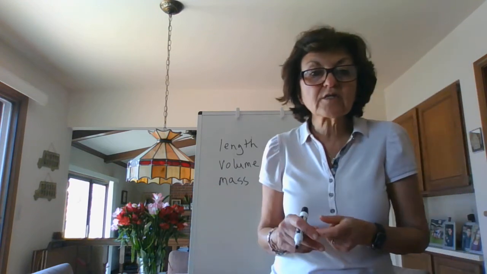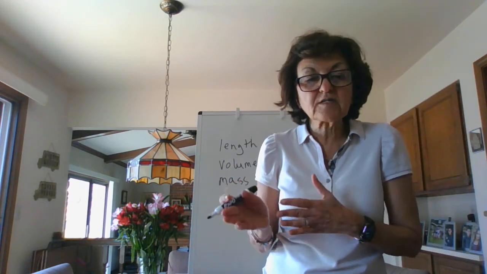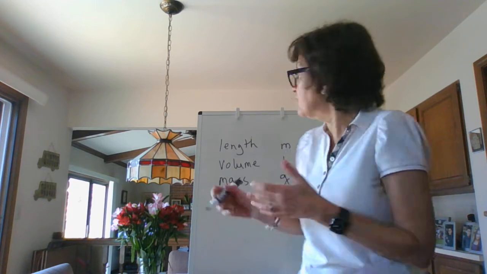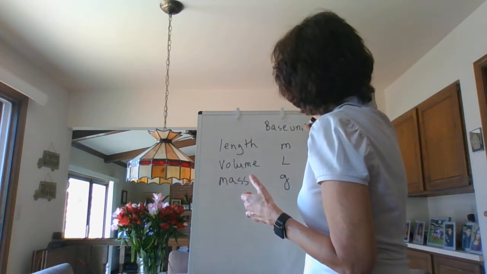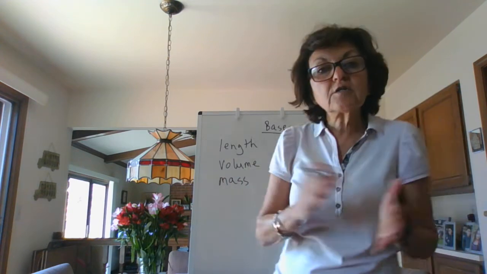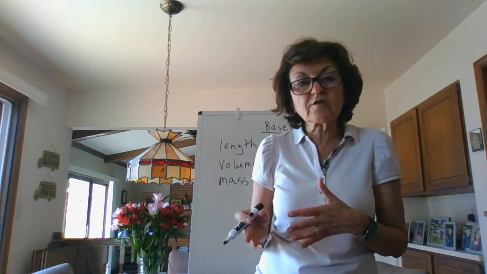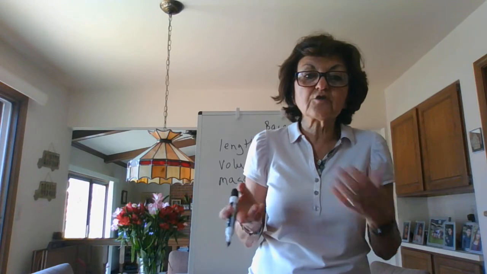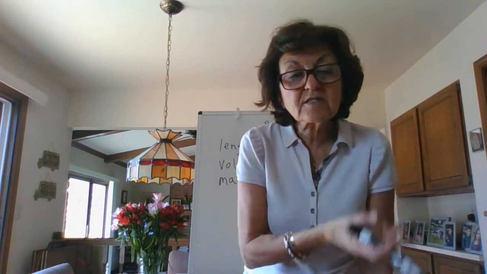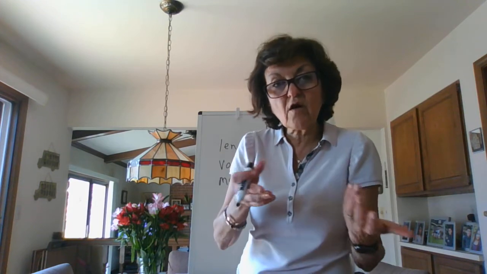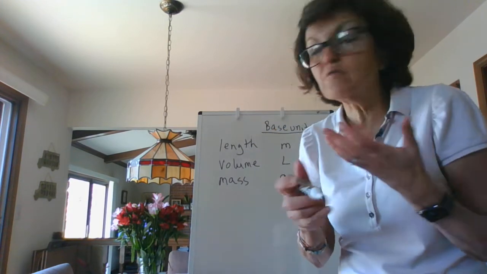Now, in the metric system, you just put a prefix in front of this base unit. These are called the base units. You put a prefix in front of the base unit to make the base unit bigger or smaller. And these are things you probably had in an intro chem class, so this should be familiar to you. The prefixes I want you to know are all in the book, but we're going to add a few more.